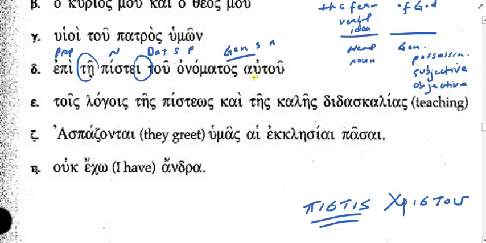So what type of genitive is this? Is his name doing the believing? Is his name the object of the believing? It's the object. So this would be an objective genitive, okay?